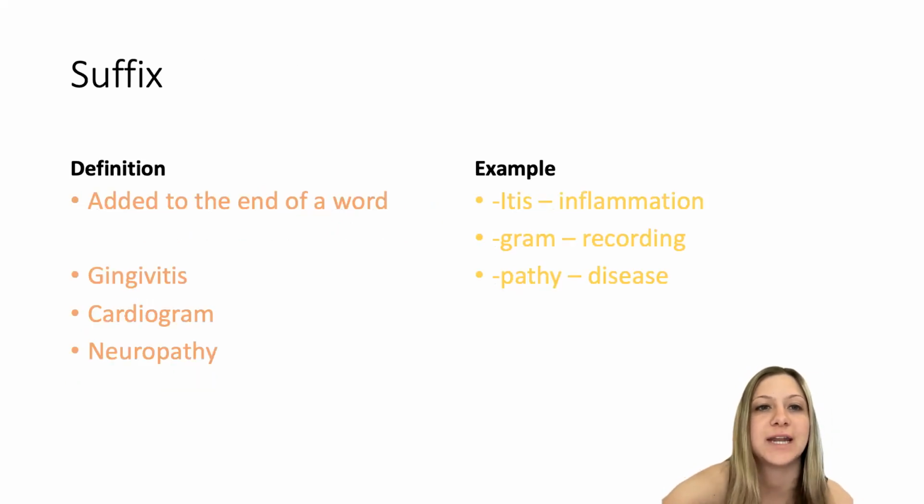Suffix, definition added to the end of a word. For an example, itis means inflammation, gram, recording, pathy, disease. So if you were to go from the root word in the suffix that I gave an example for, it's gingivitis, cardiogram, and neuropathy. I think that's how you say it.